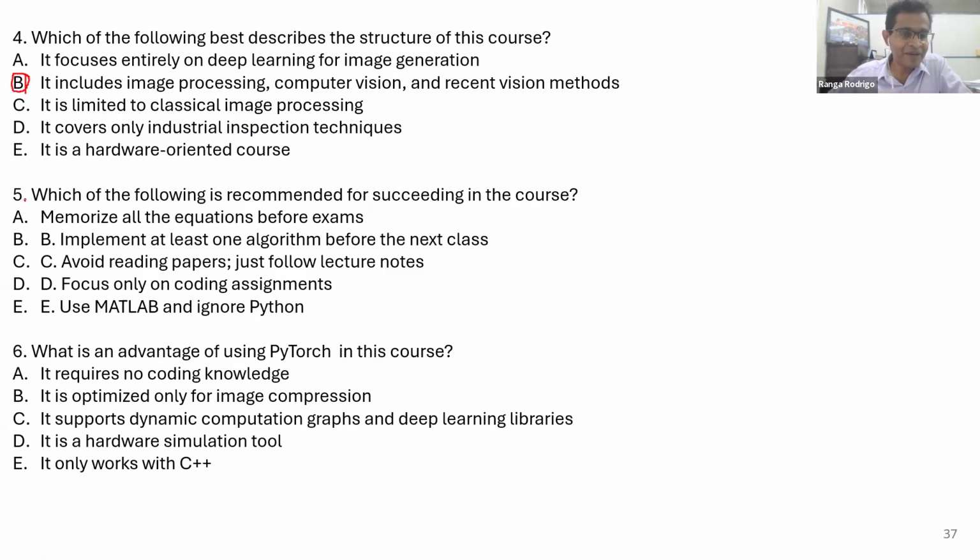Which of the following is recommended for a successful course? Memorize all the equations before exam. Implement at least one algorithm before the next class. Avoid reading papers, just follow lecture notes. Focus only on coding assignments. Use MATLAB and ignore Python. Wrong. B is the answer.